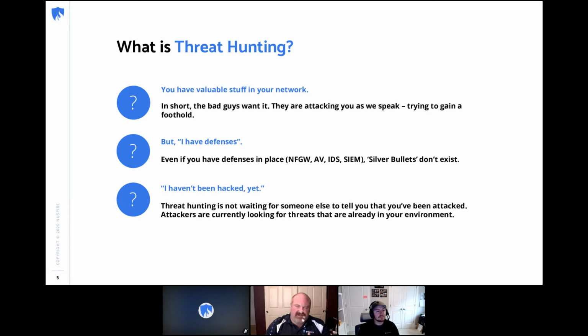And really, it says it very clear here. No silver bullet exists today. Hence why there are so many different methodologies, right? Defense in depth goes back to the Trojan horse. It goes back to the moat. If you think back to the ideas of the Romans and the castles, there are always those different defenses in depth. And then the other piece here, I haven't been hacked yet. The key word there is yet. It's not if, but when. And threat hunting is not waiting for someone else to tell you you've been attacked. This is just the human element of the physical aspect.